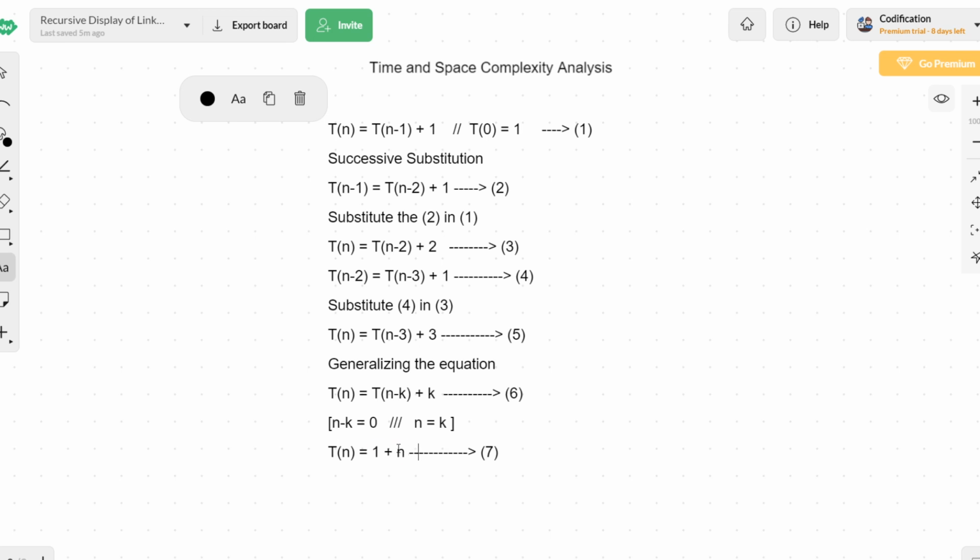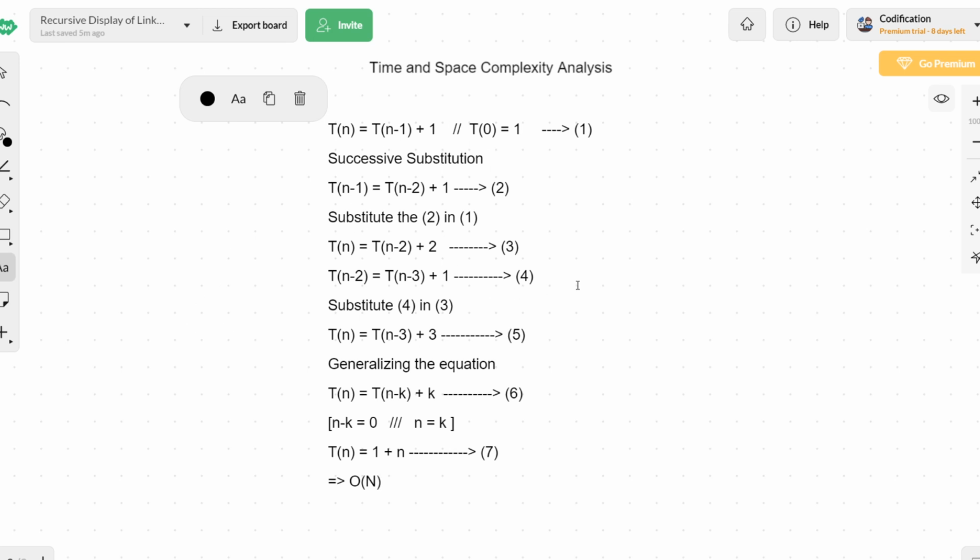What is the highest degree here? The highest degree is n power 1. So take that part alone, which is n. Is it having any constant? No constant. So directly, the time complexity is equal to order of n. This is the time complexity of the recursive display function, which we have found with the help of the recurrence relation.